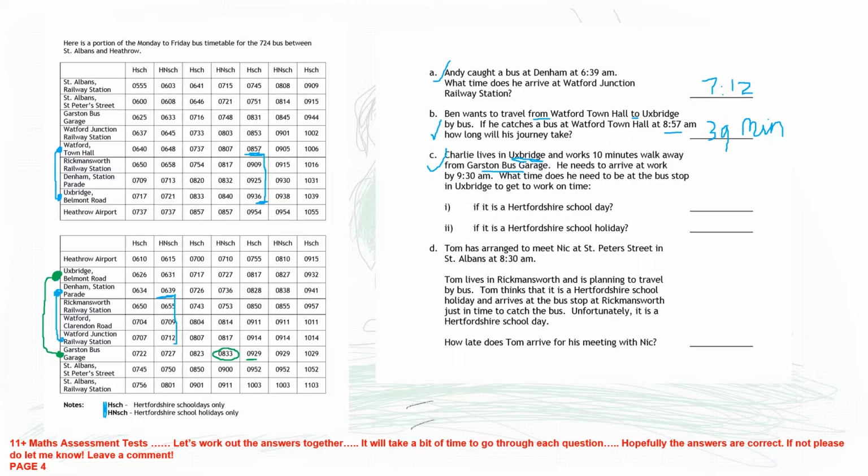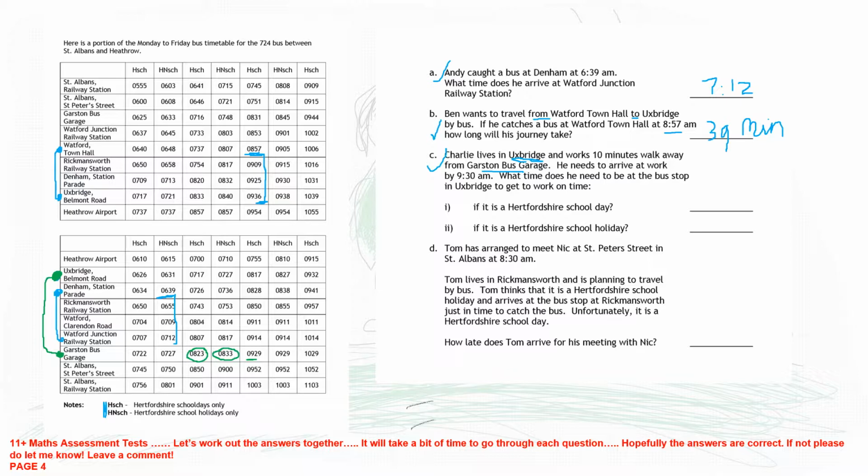8:33 on a school holiday, 8:23 on a school day. The reason is he has to walk 10 minutes from the Garston Bus Garage. So if he arrives at 8:33, he will reach at 8:43, which is before 9:30. But if he arrives at 9:29, then he will be late for work. So he is quite early for work, but anyway, that's the way.